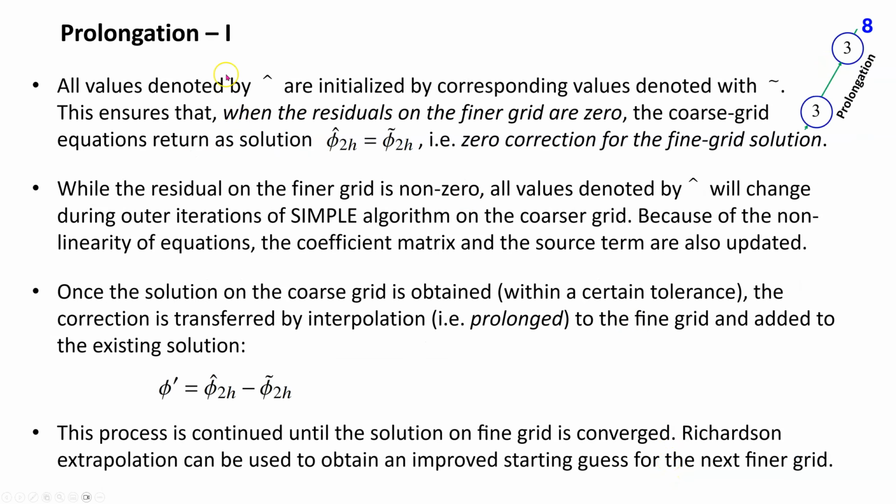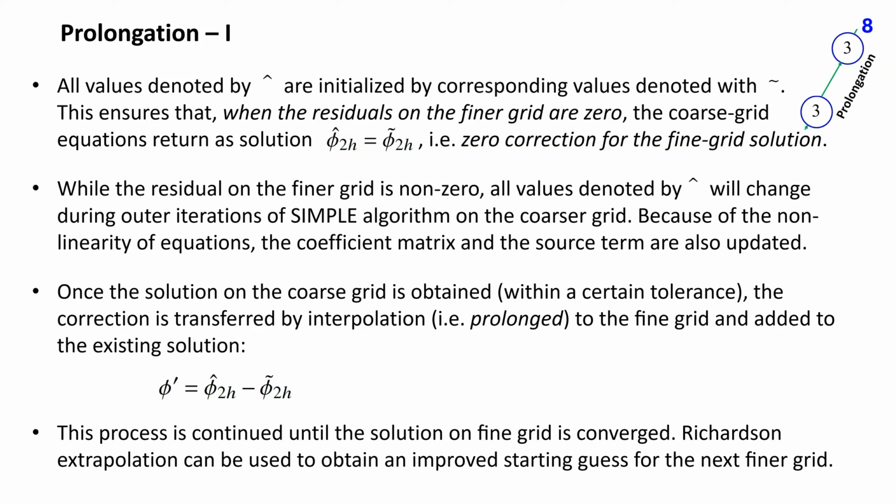All values denoted by hat are initialized by corresponding values denoted with tilde. This ensures that when the residuals on the finer grid are 0, the coarse grid equations return a solution phi hat 2h equal phi tilde 2h, that is, 0 correction for the fine grid solution. This is also how the implementation of the multigrid method in a computer code can be tested. Set the residuals on fine grid to 0, and the next coarser grid should return 0 corrections. If this is not the case, there is a bug in the implementation.